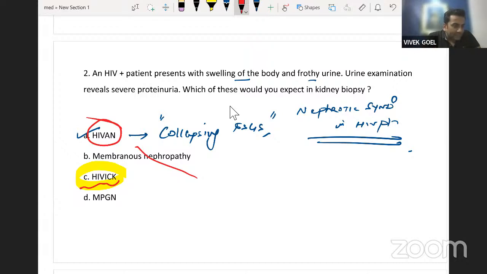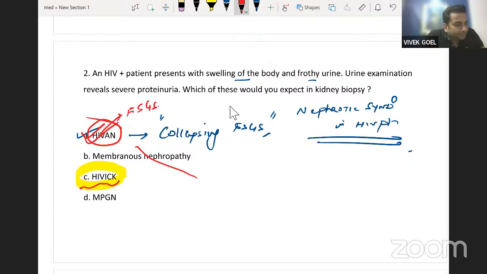Now, I see that very many of you are commenting that, sir, these options were different. So I totally respect if the options were different. I see that one of you has said that FSGS was the option. So fine, let me replace FSGS and HIVAN with FSGS. Still, FSGS remains the answer. Am I clear? HIVAN is actually the name of a clinical entity. FSGS is the name of the biopsy finding.